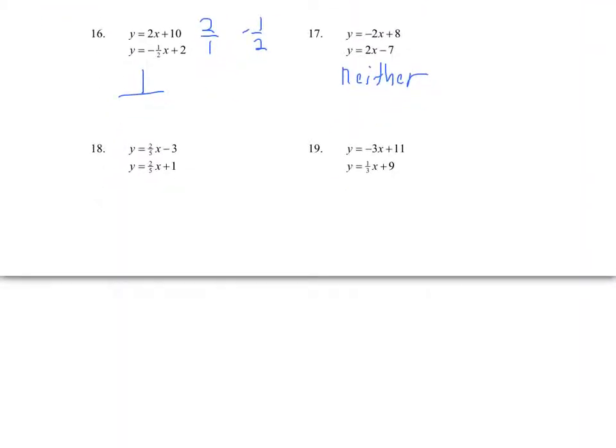All right, number 18, we got a slope of 2/5 and 2/5. Those would be parallel, same slope. And number 19, slope of -3 and positive 1/3, those are opposite reciprocals. If you think of this as -3/1 and positive 1/3, they're opposites because one's positive, one's negative, and they're reciprocals because they're flipped. So those would be perpendicular.